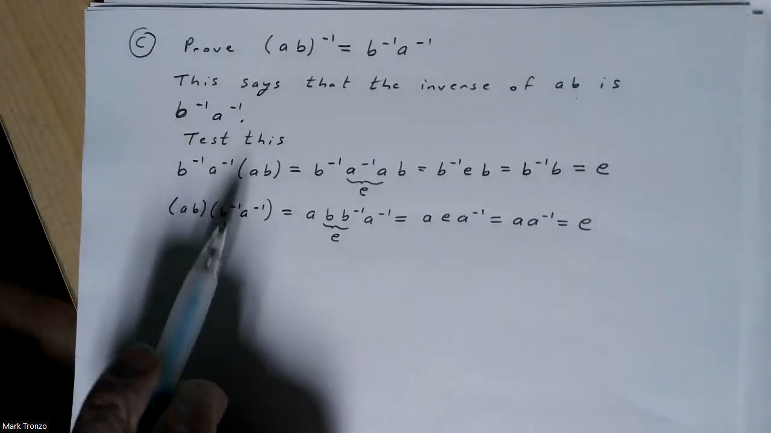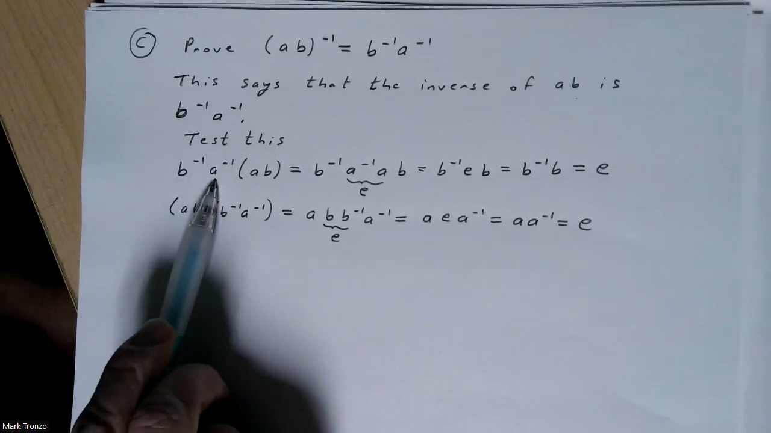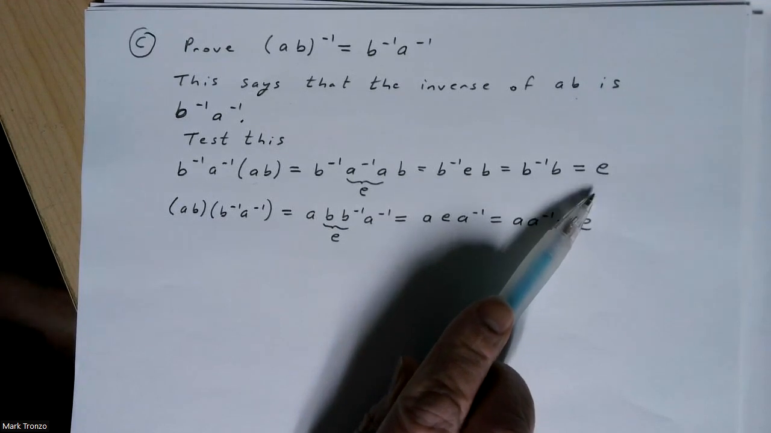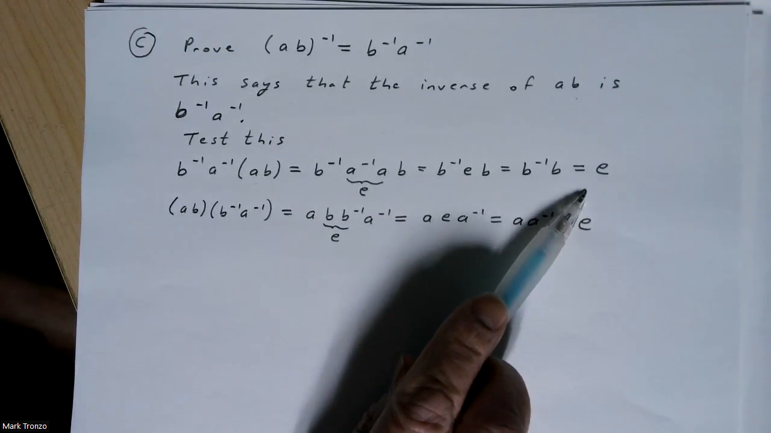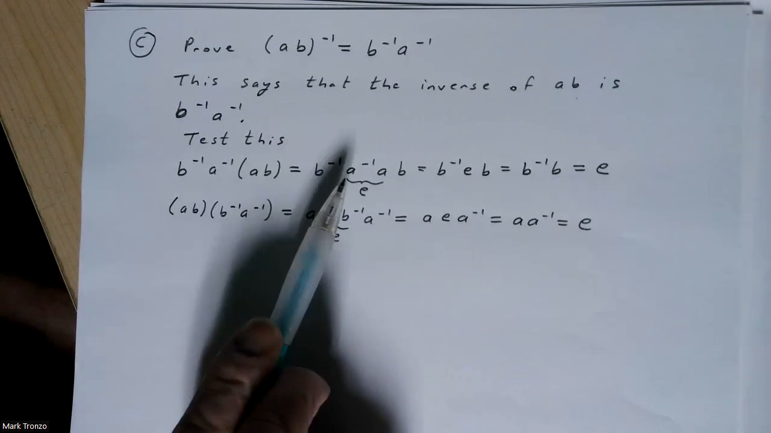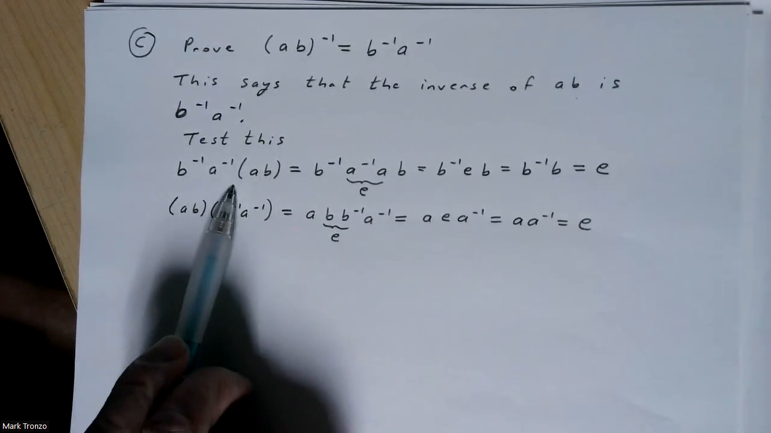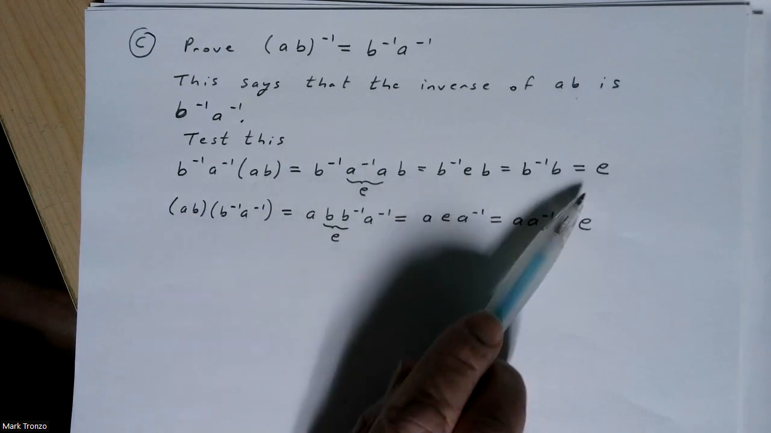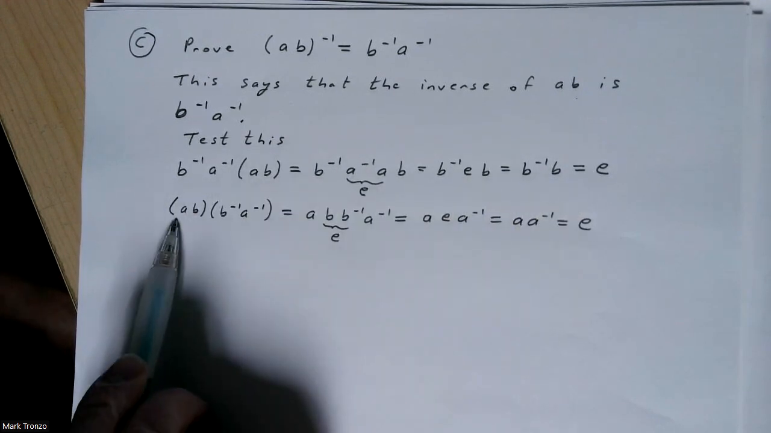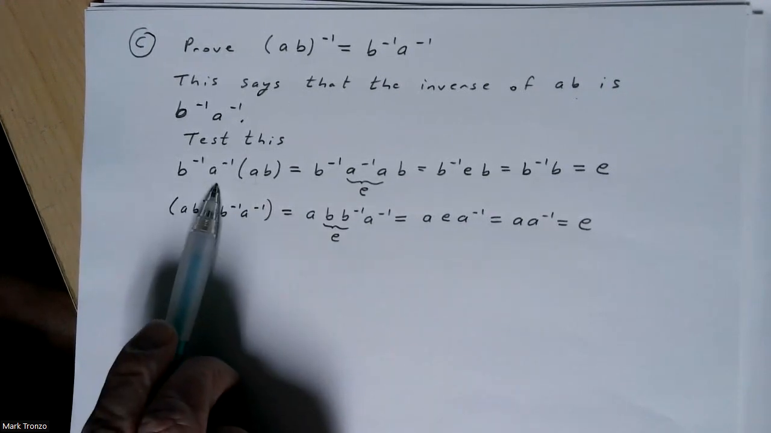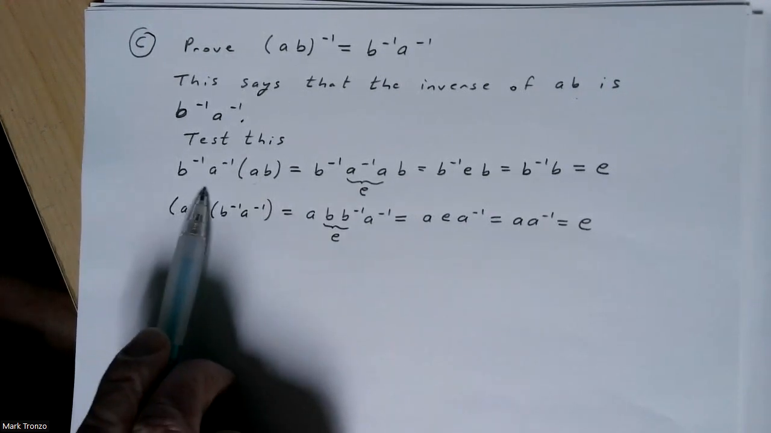So we took this times AB and got the identity. That's really enough, because we said the identity will work on either side if it works on one side. But in any case, we did test it both ways. We took this times AB, gives you that. This times this gives you that. So it shows that this is the inverse of AB.